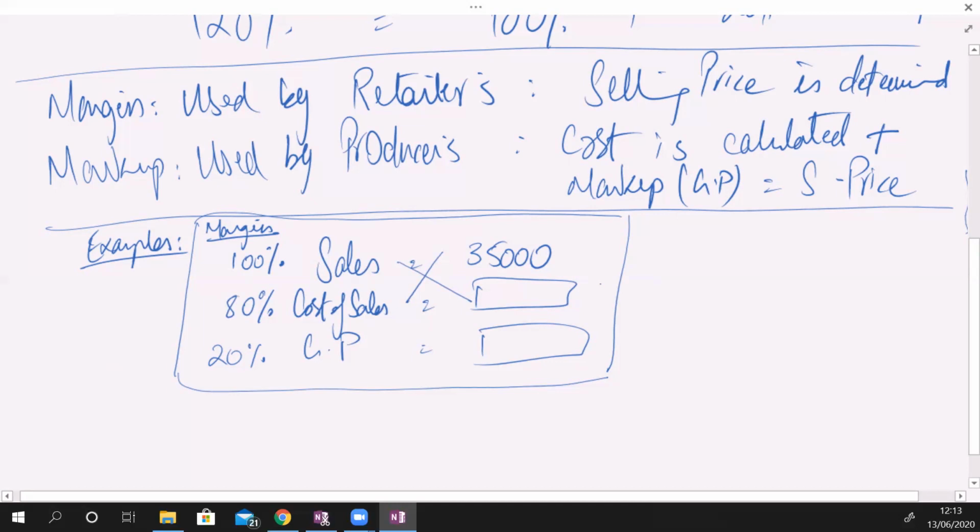All right. So just look at this calculation. If I do it like this, 35,000 multiplied by 80, because it is crossing up, right? And divided by 100. Would this be right?